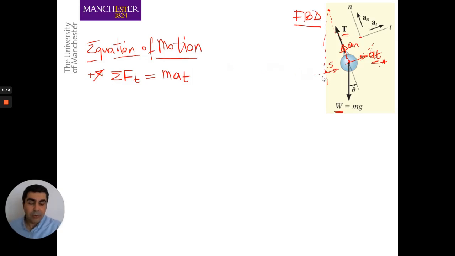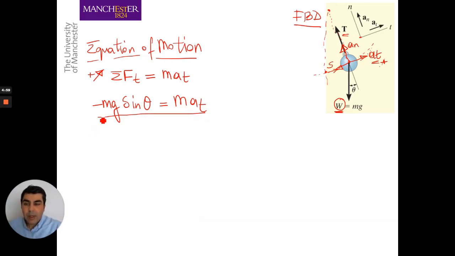Okay. And obviously now we need to show the forces. We need to write the forces in our equation. So we need to identify what kind of forces we have. One force we can identify here along the t direction is this component of our weight, which we can write as minus mg sine theta equal to m a_t. So why did we write that? Because the only force that can have any effect on the motion of this bob is this component of our weight. So this is how we can write our equation of motion. So now we have our equation of motion.